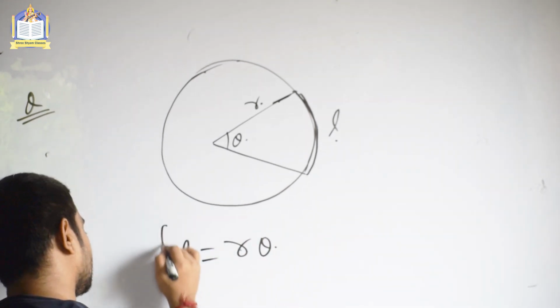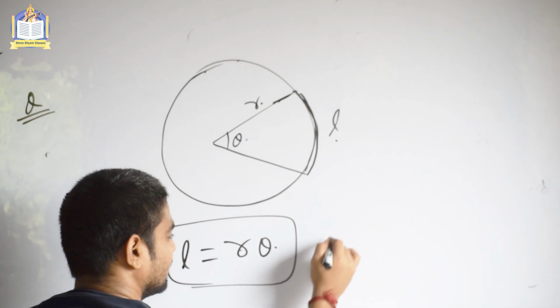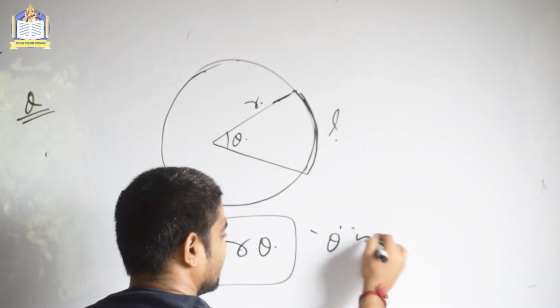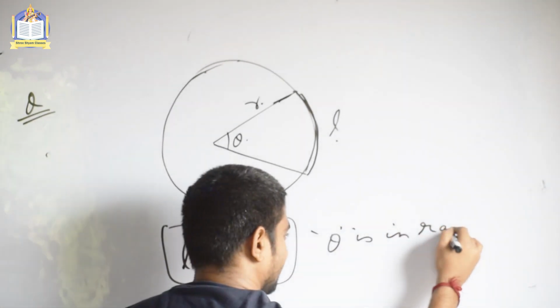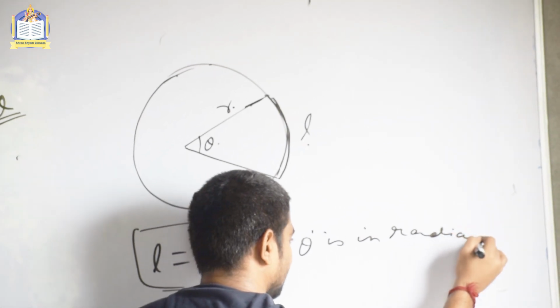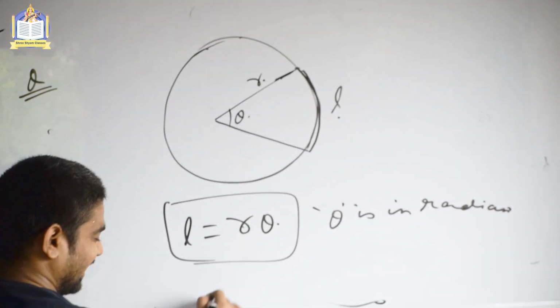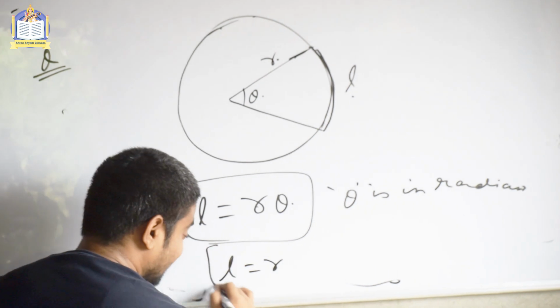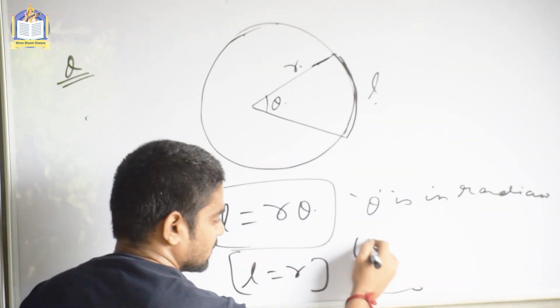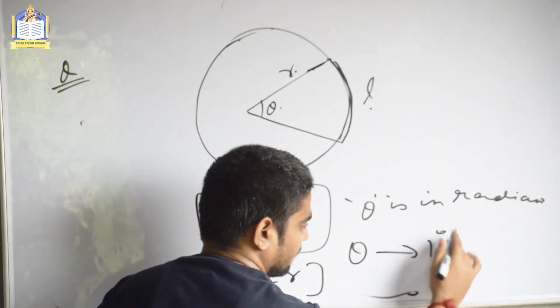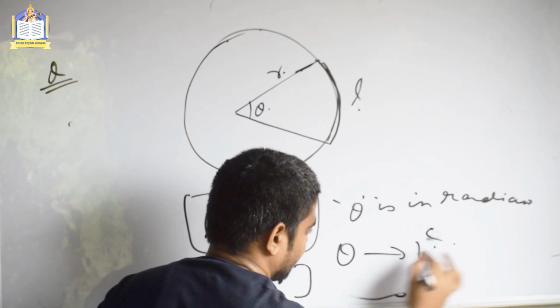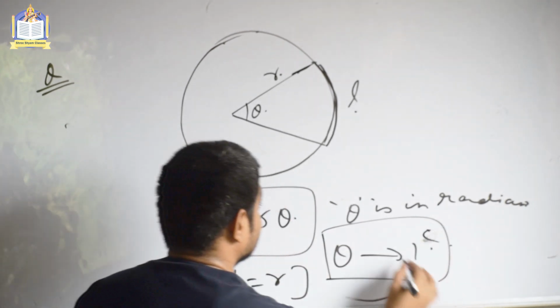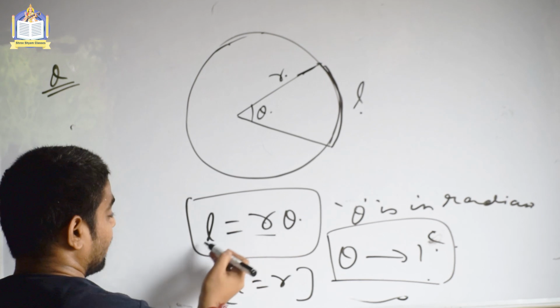This is a very important concept, and here theta is in radian, not in degree. So if you are given that L is equal to r, then theta corresponds to 1 radian. This is the relation between the length of arc and radius.